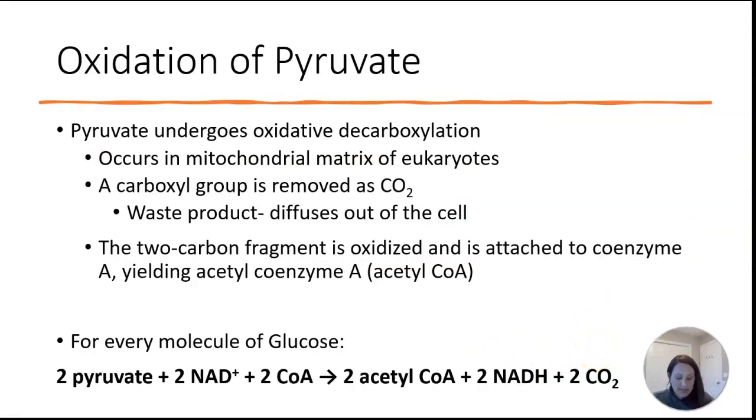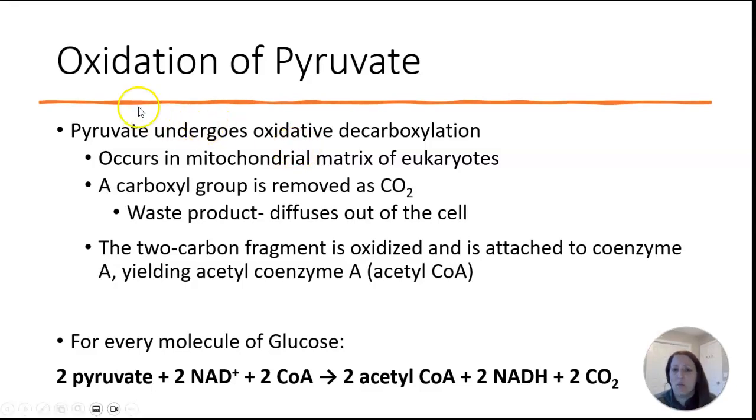Okay, so this next step, which is the second step of cellular respiration, is going to be called the oxidation of pyruvate and then the formation of acetyl-CoA. Okay, so what happens here? So we say that pyruvate, both molecules, are going to undergo what we call oxidative decarboxylation. Okay, and we'll go over what those 2 terms mean in just a second. Again, this is going to occur in the mitochondrial matrix if we're talking about eukaryotic organisms.